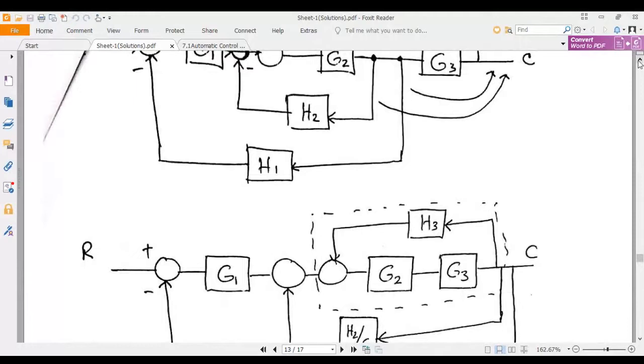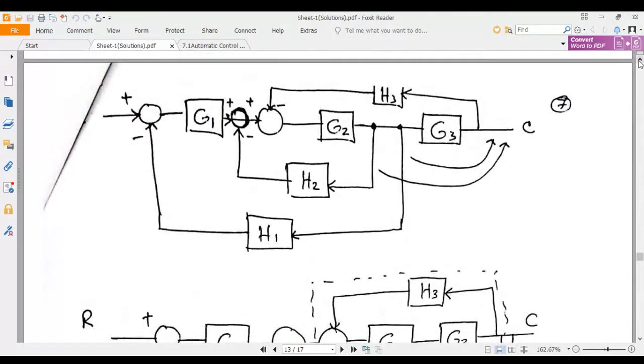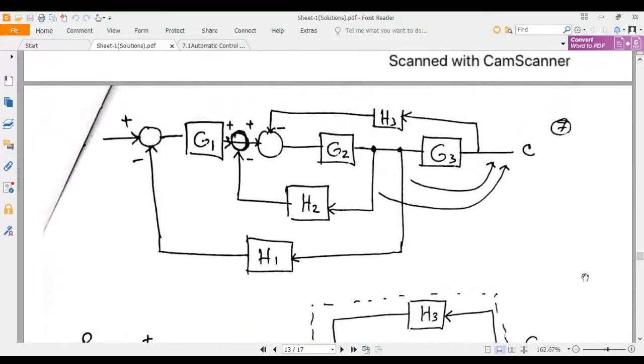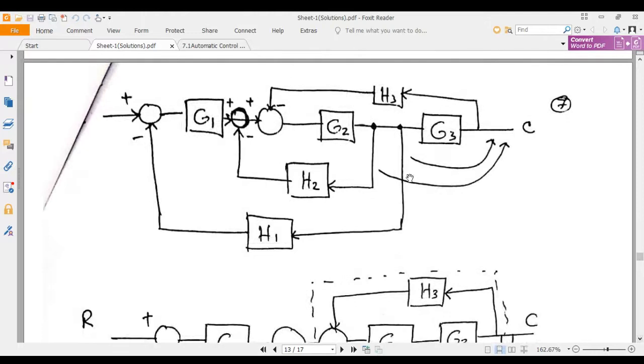Coming to the next problem. This is typical. Okay, you have to understand this clearly, and if you have some doubts, you can ask in messages. Okay, so this is the question. Now here is a feedback point. There are two feedback points here, so we cannot apply the formula here. That's why we will move these feedback paths to forward.